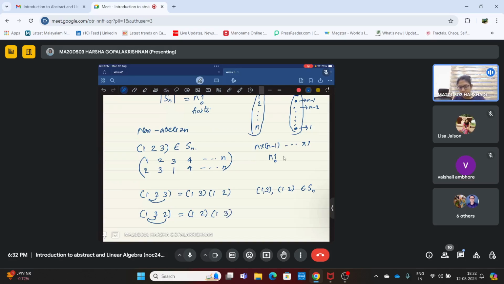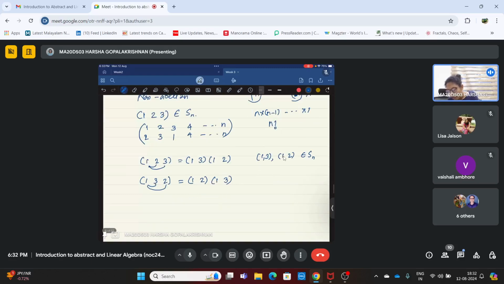So from here, (1 3)(1 2) is f and the other is g. Here f composite g is not equal to g composite f. Why? f composite g is (1 2 3) and g composite f is (1 3 2). Both are different, right? The cycles are different. Here 1 goes to 2, there 1 goes to 3. So these are different, so it is not abelian.